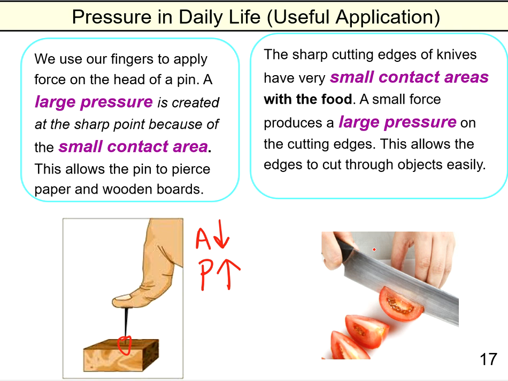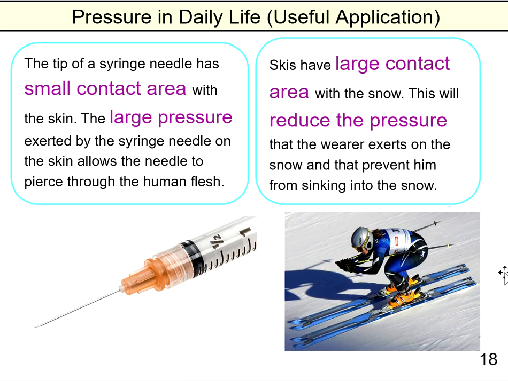Same thing, it is much easier to cut if your knife is sharp, because a sharp knife has a smaller contact area with the food. With a small contact area with the food, you just apply a force and the pressure that results is going to be quite big. So that big pressure will make it much easier to cut your food. Injection, same thing. The needle is able to pierce through your skin because this area is small. So the contact area with your skin is small, so the pressure is large.